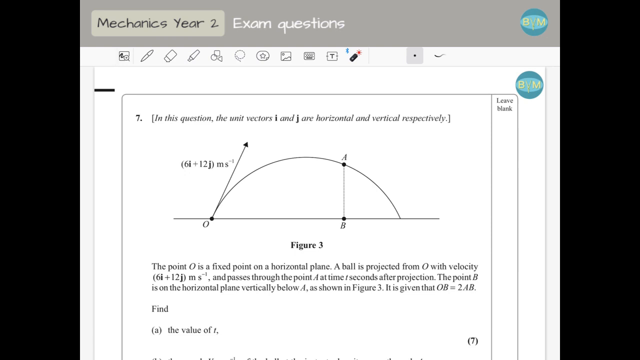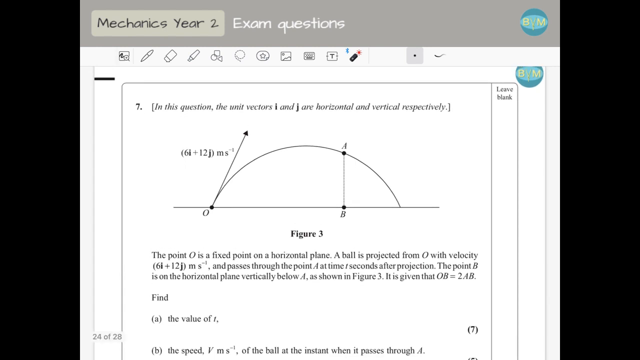Hello, this is question 7 on the January 2012 Mechanics 2 paper from Edexcel. It's an old specification question, but it's a very good projectiles question. The point O is a fixed point on a horizontal plane. A ball is projected from O with velocity vector (6, 12), which means we know the horizontal and vertical components without having to calculate them.